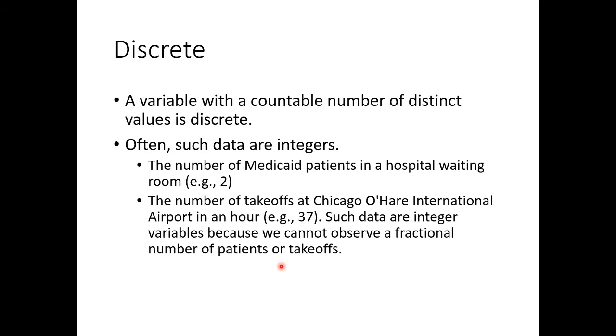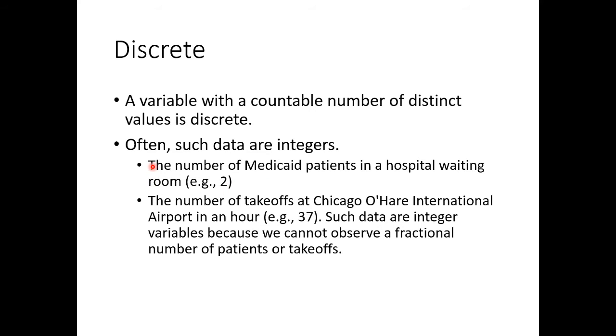It is just integers, and we can separate the numbers. So it is impossible to have 2.3 patients waiting for doctors. It is impossible, because with 2.3 people, we would have to cut a man, using a knife.